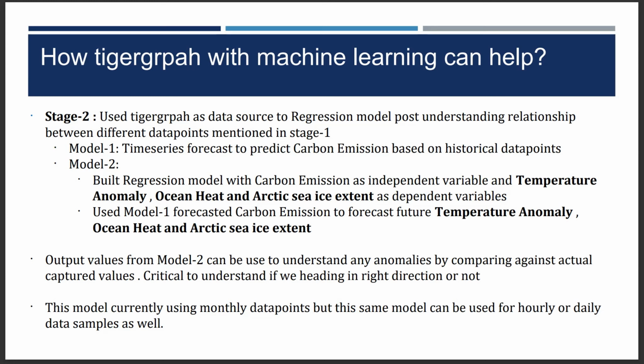Stage 2. Use TigerGraph as a data source to build a regression model, post understanding the relationship between different data points mentioned in Stage 1. Model 1, time series, to predict carbon emission based on historical data points. Model 2, build a regression model with carbon emission as the independent variable and temperature anomaly and ocean heat as dependent variables.